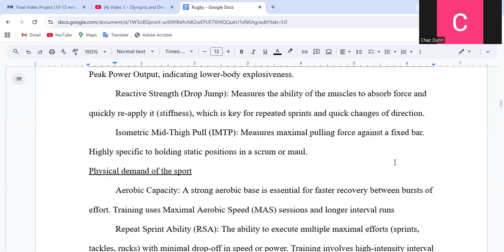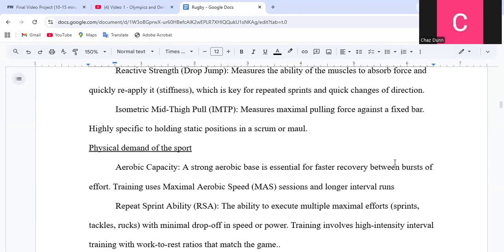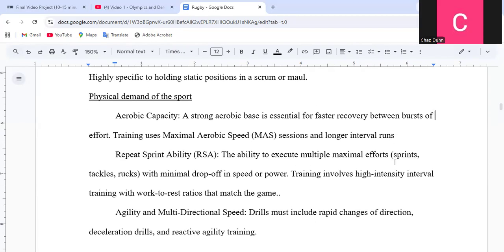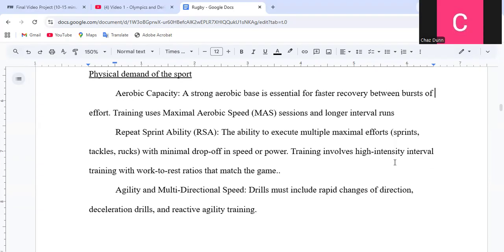Physical demand of the sport. You have the aerobic capacity, a strong aerobic base being essential for a faster recovery between bursts of effort. Training uses maximal aerobic speed sessions and longer interval runs. You have repeat sprint ability, the ability to execute multiple maximal efforts with minimal drop off in speed or power. Training involves high intensity interval training with work to rest ratios that match the game.